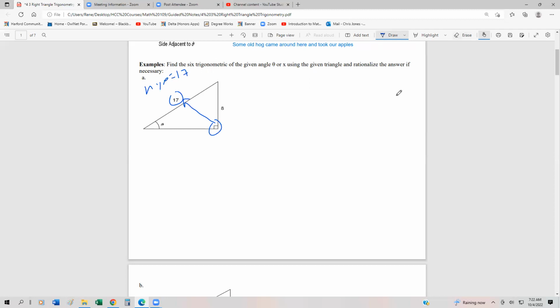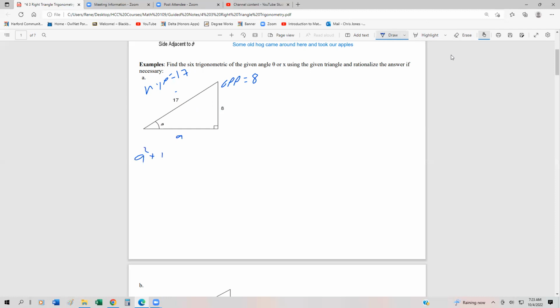If we look at the angle, the side that is not touching the angle is the opposite, which is going to be 8. Now the question is, what is the last side, the adjacent? I'm going to call that A. We don't know what A is, but we do have the Pythagorean theorem.